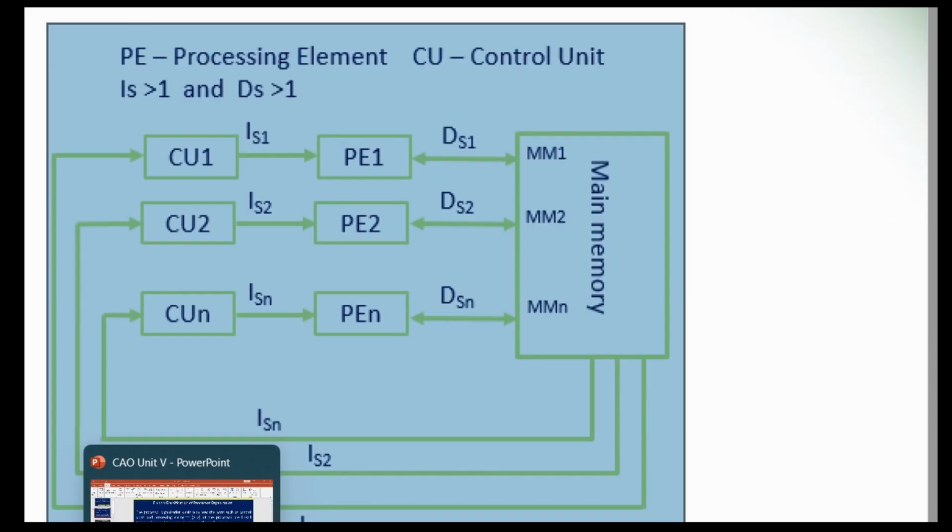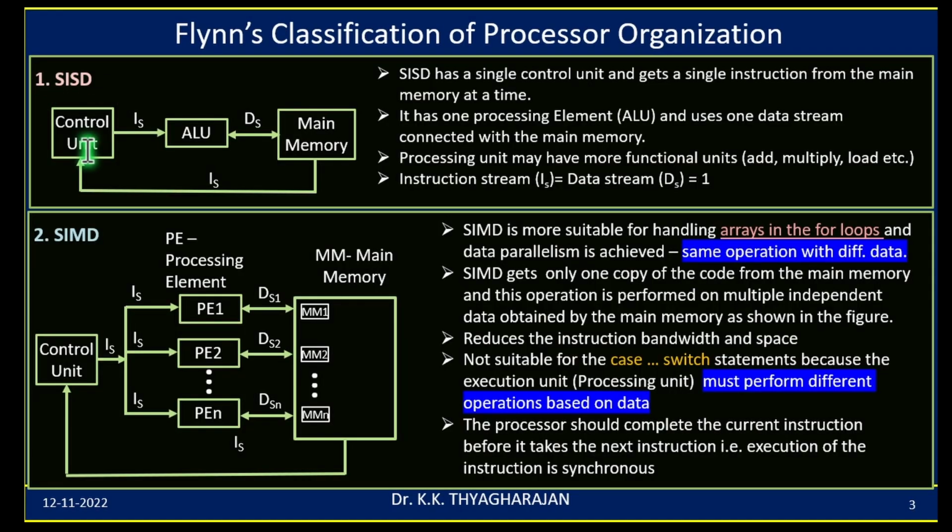You can say like this: single instruction, single data means you will have one control unit, one ALU, and the main memory is a single main memory. In the case of single instruction, multiple data, the instruction is only one, so one control unit, and multiple data means multiple processing units or ALUs. For each processing unit, one memory part will be used.